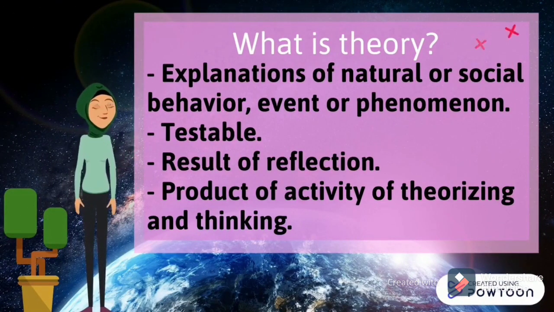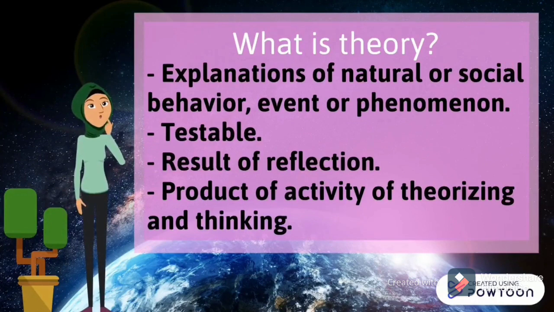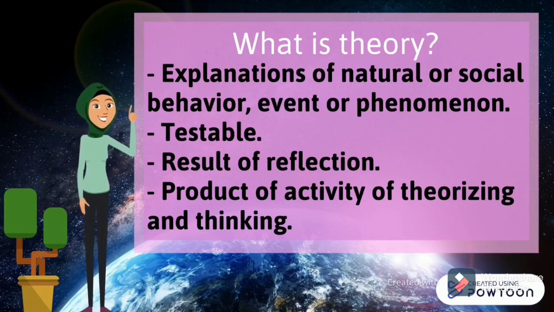Theories are explanations of a natural or social behavior, event or phenomenon. In simple words, a theory should be able to explain why things happen rather than just a description or prediction. A theory also needs to be testable, where we can tell whether the theory is correct or wrong. It requires evidence and needs to work every single time it's being used.